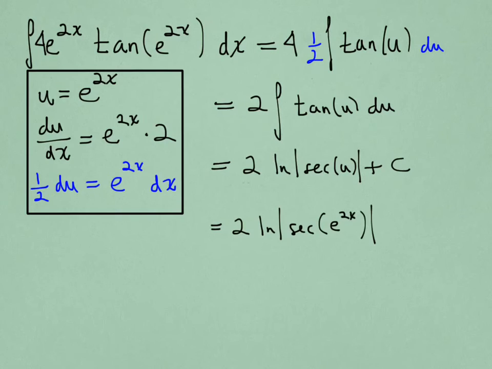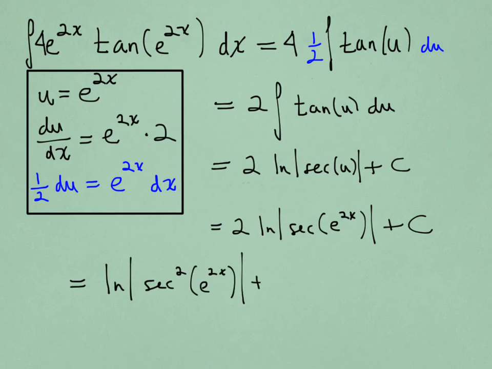Finally, back substitute: secant of e to the 2x. That's a totally appropriate answer, but we could do some of the same things that we did with the power, for instance. The 2 in front becomes a square, and when we write trig function powers, we usually put the power in the middle, so I've written it there. And if I square that secant, it's automatically going to be non-negative, so therefore the absolute value is superfluous, and I can drop that if I prefer.